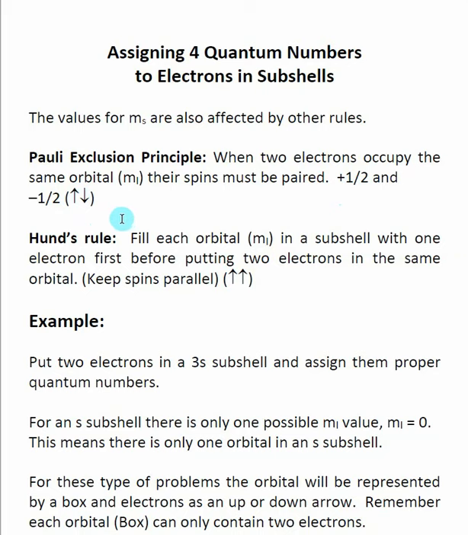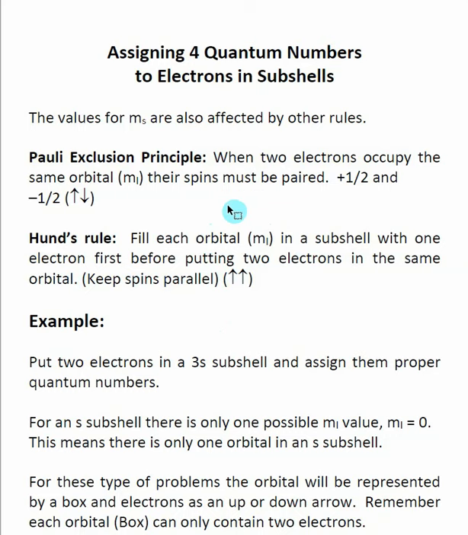The next rule is called Hund's rule, and this one tells me when I have more than one orbital in a subshell, so say I have 3 m sub l's or 3 orbitals, that 1 electron must go into each one of these orbitals before I start putting 2 electrons into the same orbital. So I must put 1 electron into all of my m sub l's before I start pairing them into the same m sub l.